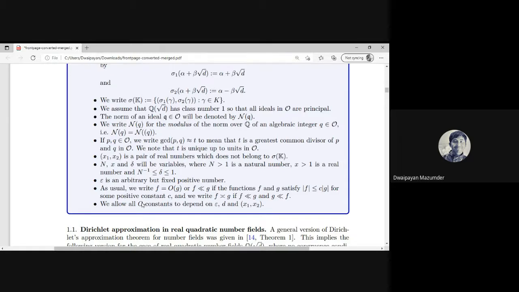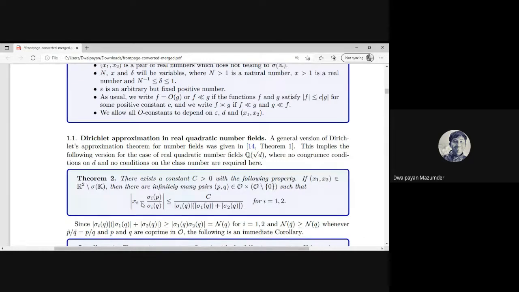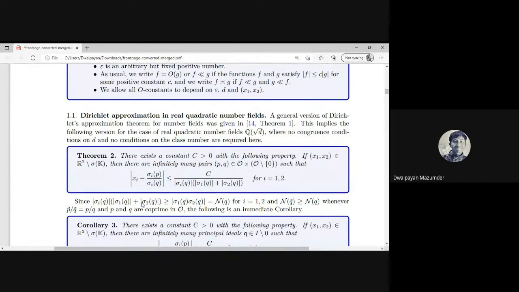With this kind of setup, we can announce our theorem. First of all, we need a Diophantine approximation theorem in real quadratic number fields. Before, we had Dirichlet's theorem, and then we restricted ourselves to primes in the denominator. Here it is the same. So we need a version of Dirichlet's approximation theorem in real quadratic number fields. That is by Kim.